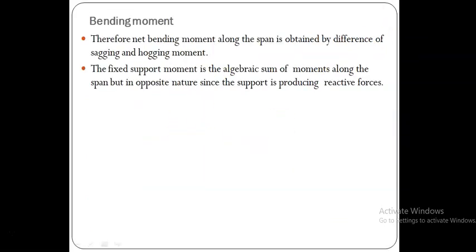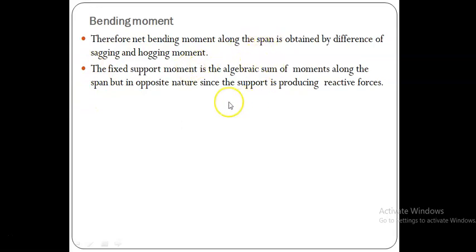So therefore, net bending moment along this span is obtained by the difference of sagging and hogging moment. Then the fixed support moment is the algebraic sum of moments along the span, but in opposite nature, since the support is producing reactive force. There is one more bending moment at fixed support, which is called the reactive moment. That we have already discussed, which is nothing but the sum of all span moments. Span moments are only due to the downward applied forces, and we simply introduce its opposite nature of couples or direction at that fixed support.